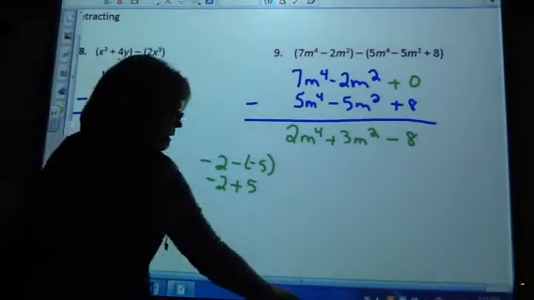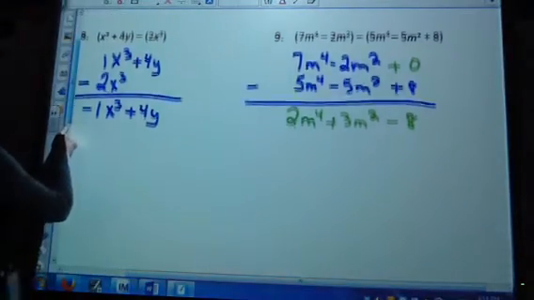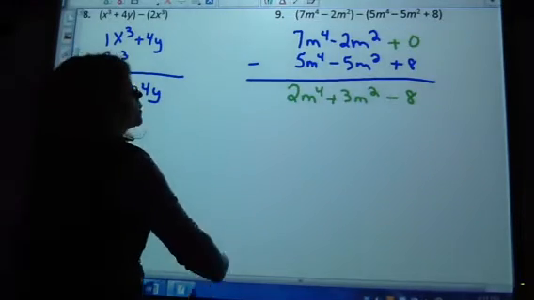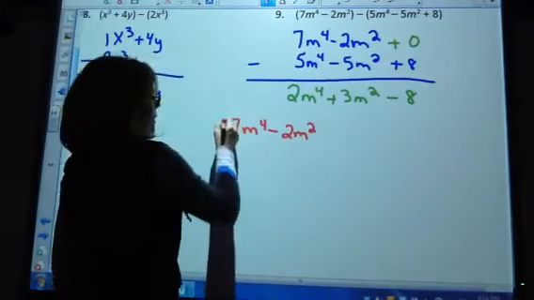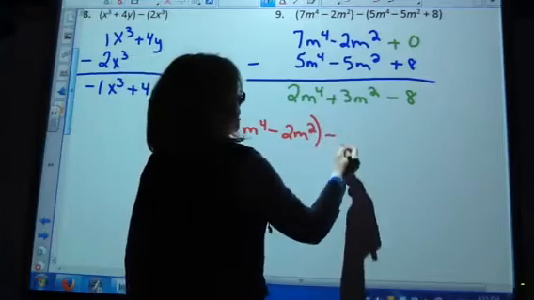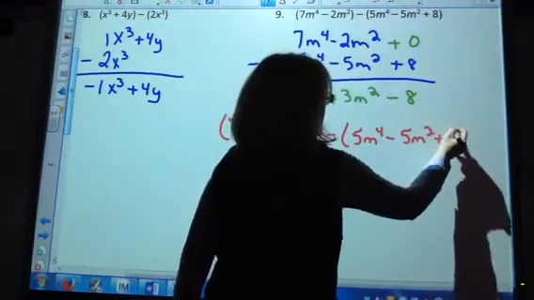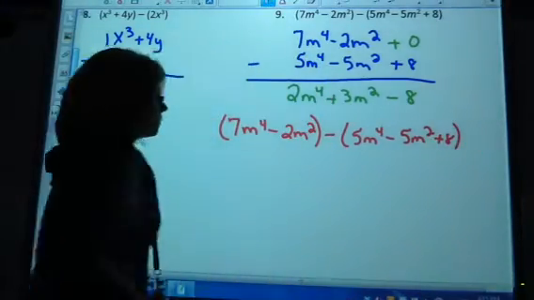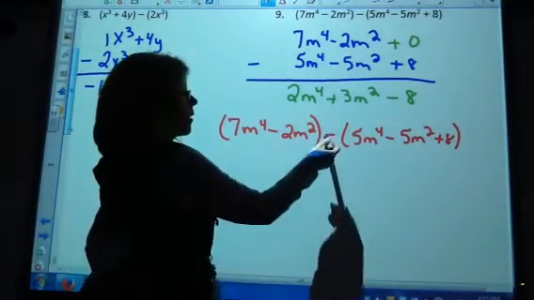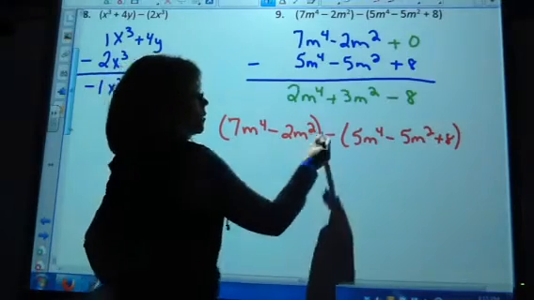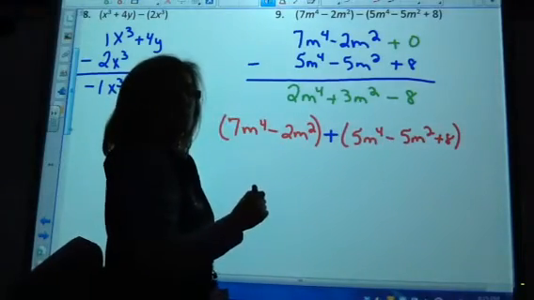Okay? Now, I want to show you another way to do this one besides stacking. Okay? So, if I have 7m to the 4th minus 2m squared as my binomial, and I'm going to subtract 5m to the 4th minus 5m squared plus 8, what I can do is I can go ahead and change the subtraction to the addition, because instead of subtracting, we can always add its opposite. So if I change this to addition, then every term inside this trinomial goes to its opposite.